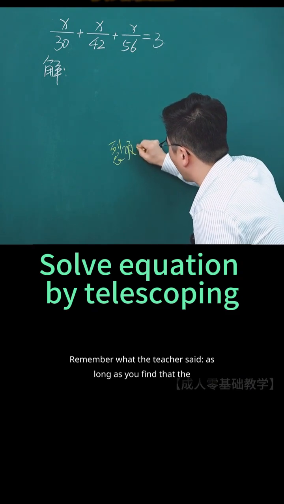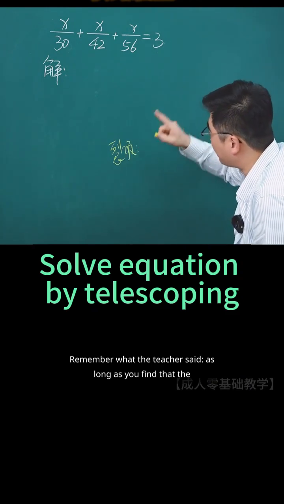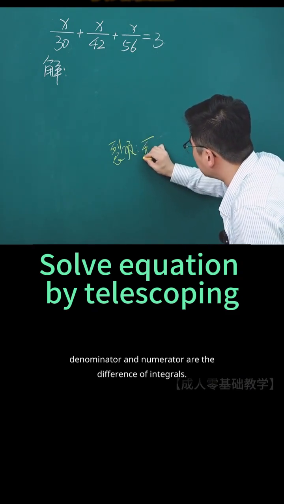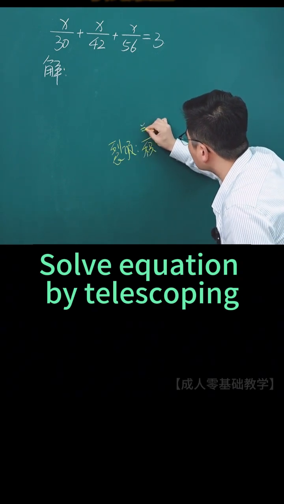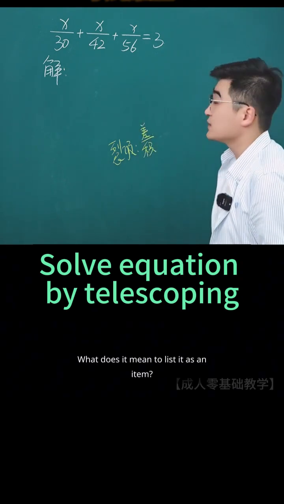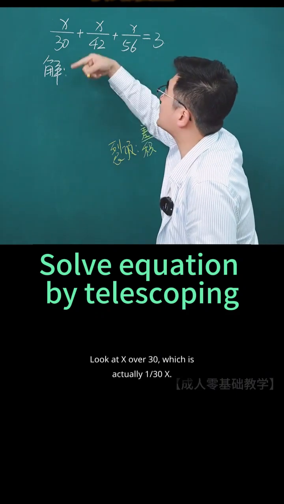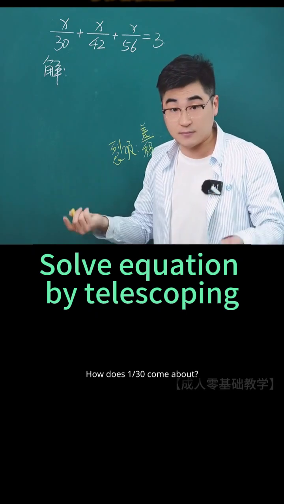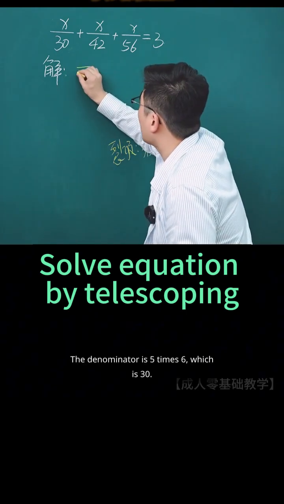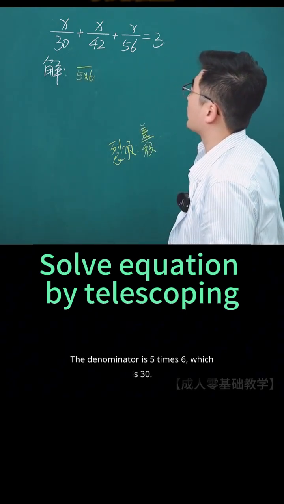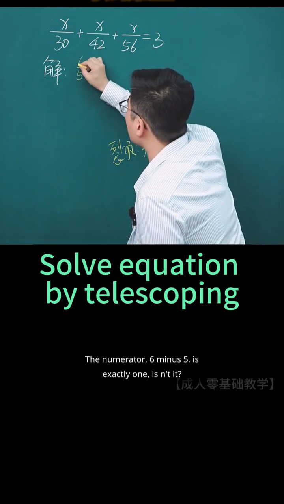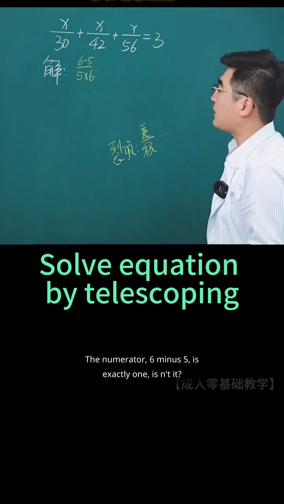Remember what the teacher said. As long as you find that the denominator is a product of two consecutive integers and the numerator is their difference, you can split it into terms. Look at x over 30, which is actually 1/30 x. How does 1/30 come about? The denominator is 5 times 6, which is 30. The numerator, 6 minus 5, is exactly 1, isn't it?